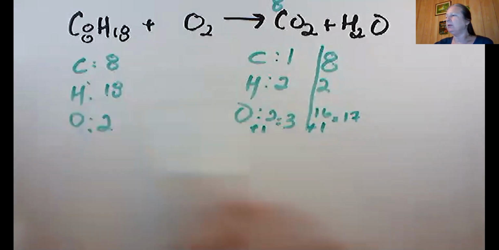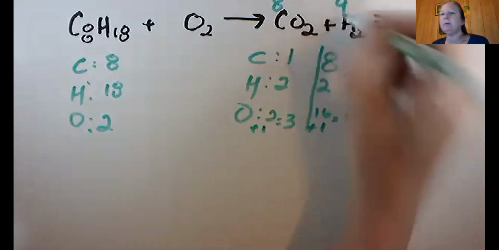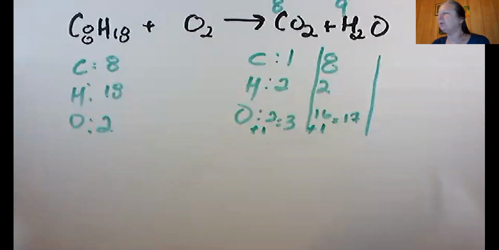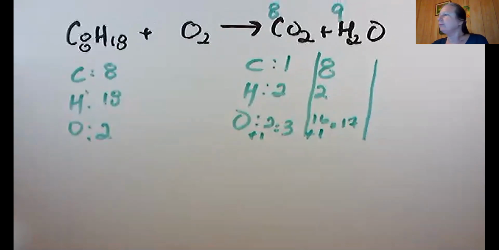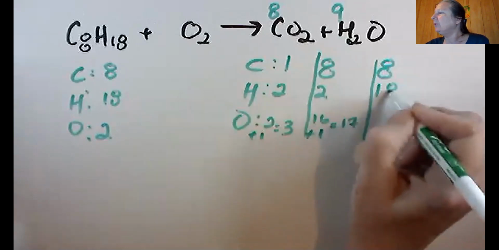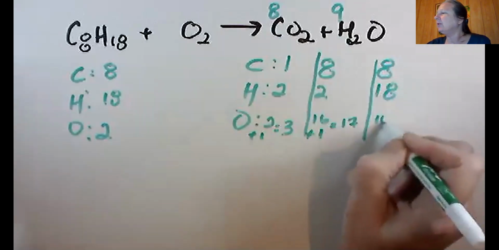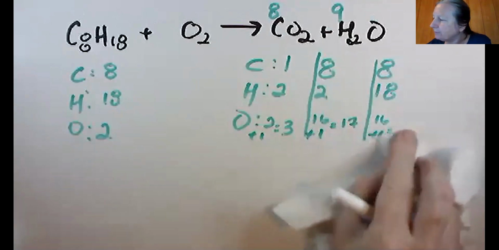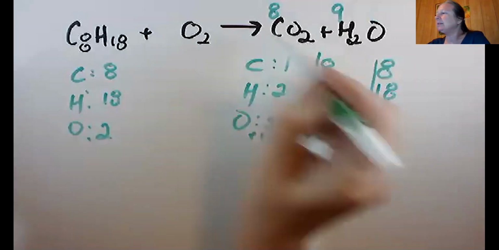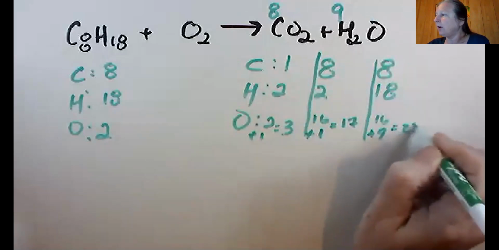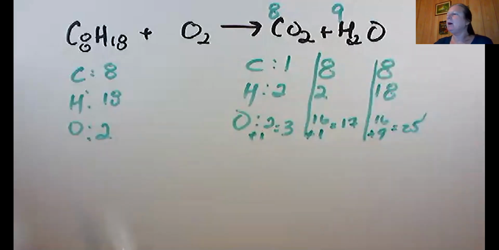Let's do the hydrogen. I have 18 here, 2 here. So I'm going to put my 9 up here. Once again, I've only changed the right side. So I still have 8 carbons. I now have 18 hydrogens, and I have 16 plus 1 still. Oh, see, made a mistake. 16, but I have 9 oxygens now, so I have 25. Okay, I have the right number of carbons and hydrogens.